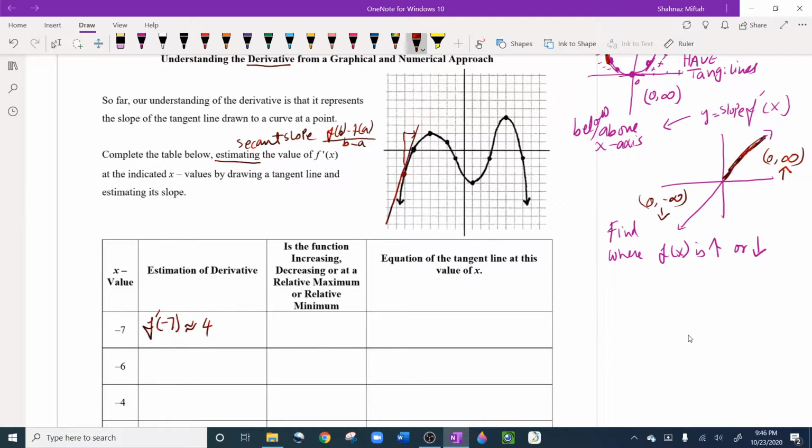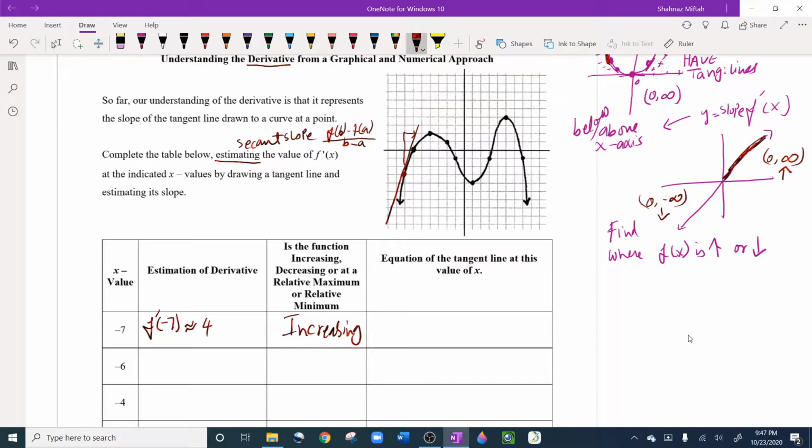I'm estimating. On the AP test, they literally give you the points to find the secant slope. But in this case, I'm just estimating. I'm drawing as straight a tangent line as I can, and I'm giving them the answer. So is the function increasing, decreasing, or at a relative maximum or relative minimum? Is the function increasing? If this tangent line slope is positive, then yes, it's increasing.